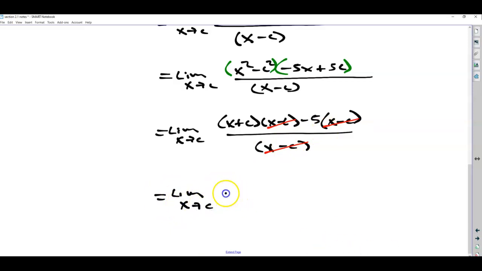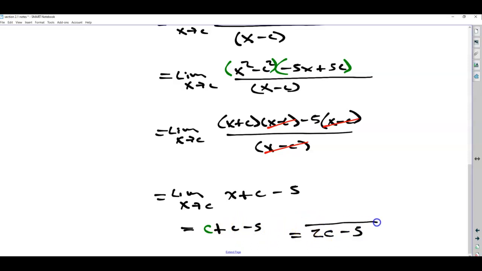And then what's left over is up top, I've got x plus c, and then I have a -5 left over. So now what happens if I want to plug x equals c into the function? I can plug c right in there, the spot where x is. So I get c plus c minus 5, and that gives me 2c minus 5. And this is the equation of the derivative for any constant c.